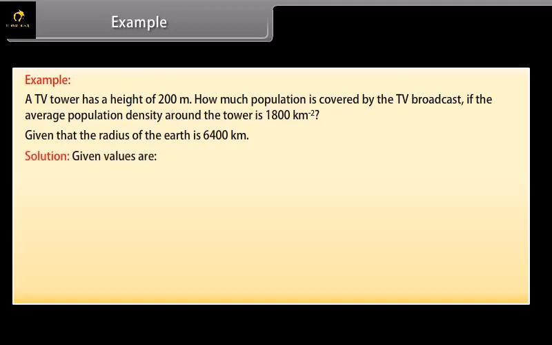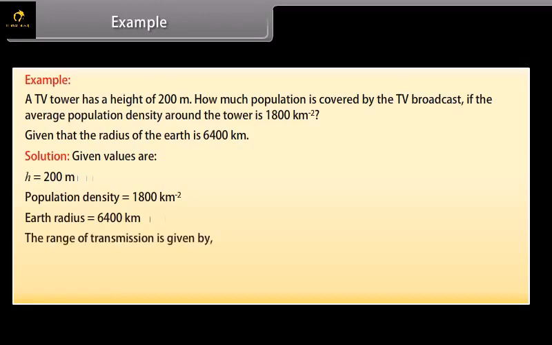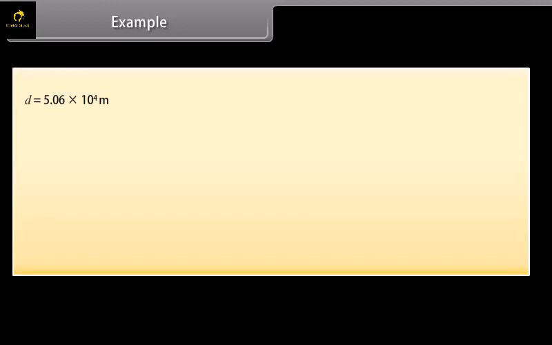Given values are h equal to 200 meters, population density equal to 1800 per kilometer square, and earth radius R equal to 6400 kilometers. The range of transmission is given by d is equal to square root of 2hR. Now put the values and calculate. We get the value of d equal to 5.06 times 10 raised to the power 4 meters.